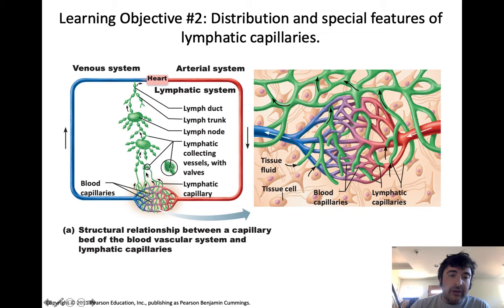So lymph then moves into these little nodes, these bean-shaped structures called lymph nodes. Lymph nodes filter that lymph for things like pathogens and toxins, and you have bunches of lymph nodes, and eventually those lymph nodes filter that lymph. After the last lymph node, you get what's called the lymphatic trunk to lymphatic duct, back to the heart.